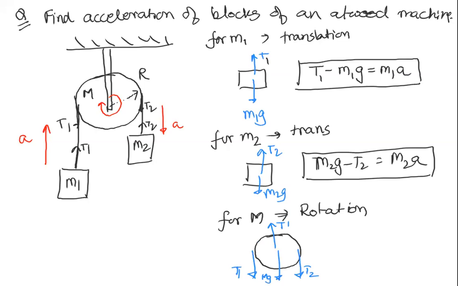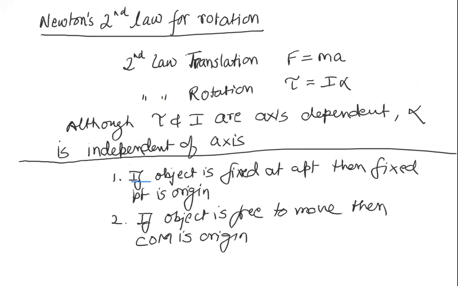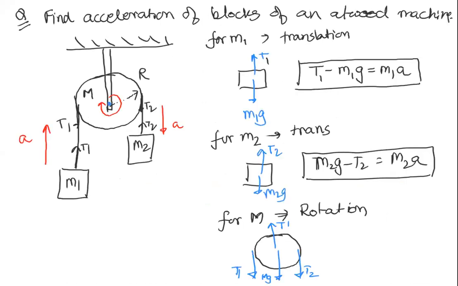And we remember the advice that if the object is fixed, then the fixed point is the origin. In this case, there is no problem because the fixed point also happens to be the center of mass of the pulley. So this is the fixed point. This is the origin. So now we need to calculate the torque about the origin. And that will be equal to T1R and T2R. Force multiplied by perpendicular distance.